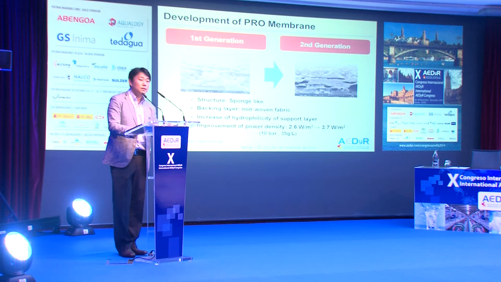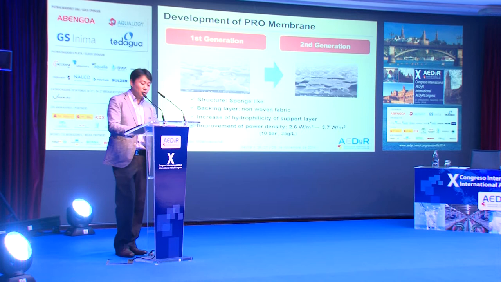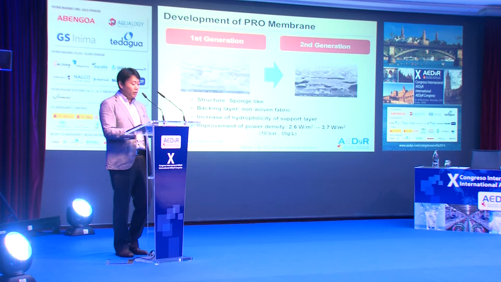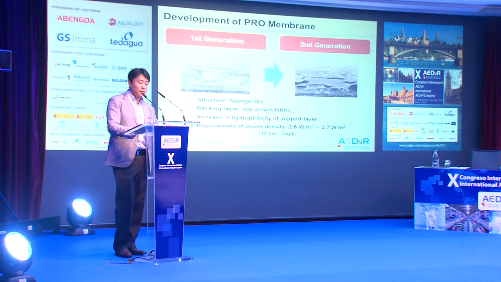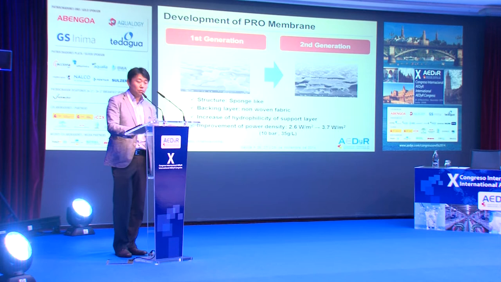This SEM image shows the cross-section image of the first and second generation of our PRO membrane. As shown in the picture, the structure of the support layer is sponge-like. In order to improve the pressure resistance, we reduced the size of the voids in the support layer and increased its hydrophilicity. Consequently, we can confirm a slight improvement of power density from the first to the second generation PRO membrane, from 2.6 watt per square meter to 3.7 watt per square meter using seawater condition.